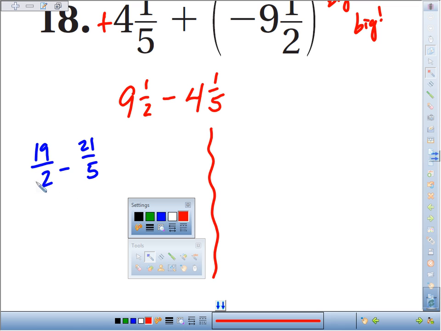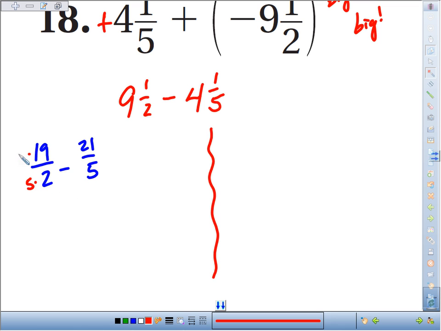So to create a 10 here, we'd have to multiply by 5, but you have to do it in the numerator as well. To create an equivalent fraction here, to get 10 in the denominator, we'll multiply by 2, but you have to do it in the numerator as well. So if we rewrite this, 5 times 19, that's going to be 95. 5 times 2 is 10. So I've got 95 tenths minus 21 times 2, that's 42 over 10.